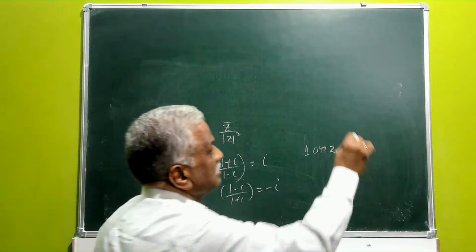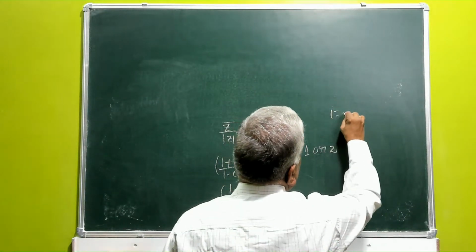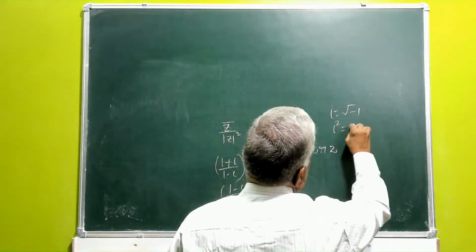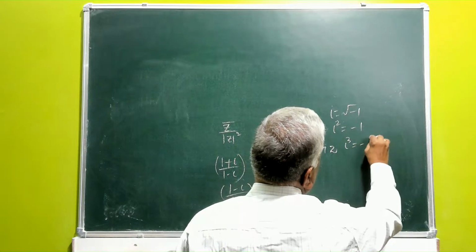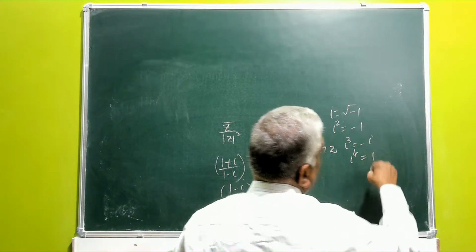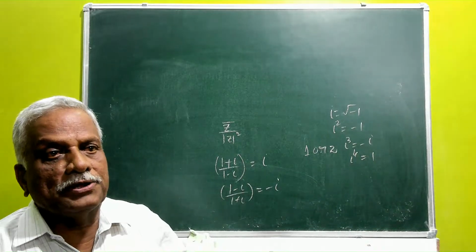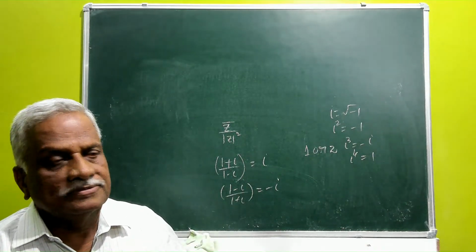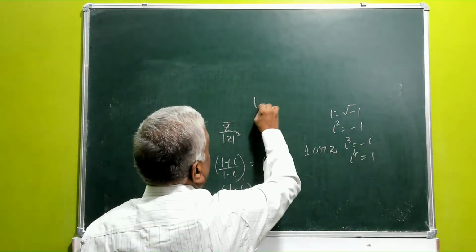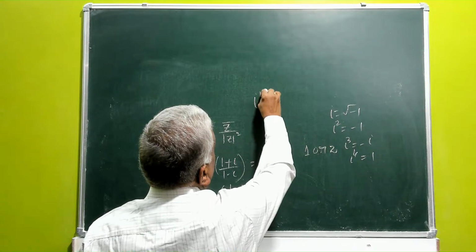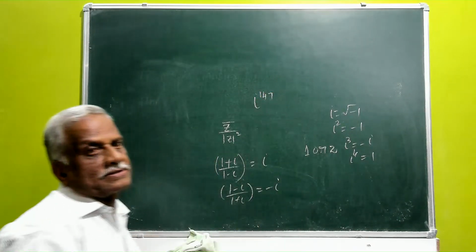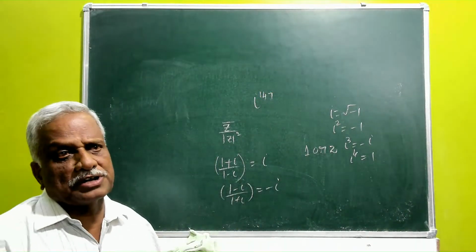And other, i is equal to root of minus 1. i square is equal to minus 1. i cube is equal to minus i. And i to the power of 4 is equal to 1. So whenever they ask you to find i to the power of any number, supposing you get an equation like i to the power of 147, supposing it is asked. And that means you get a situation like that.